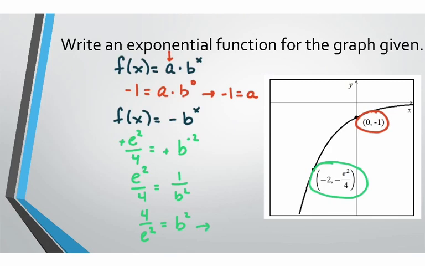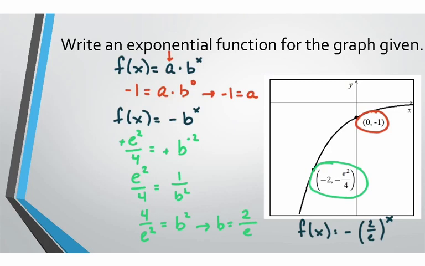And I think I now see what b is. It's going to be the square root of 4, which is 2, and the square root of e squared, which is e. So now I know what b is. So now I can finally write my function. So f of x is the a value, which was negative, and then the b value, which is 2 over e, and that's to the x.